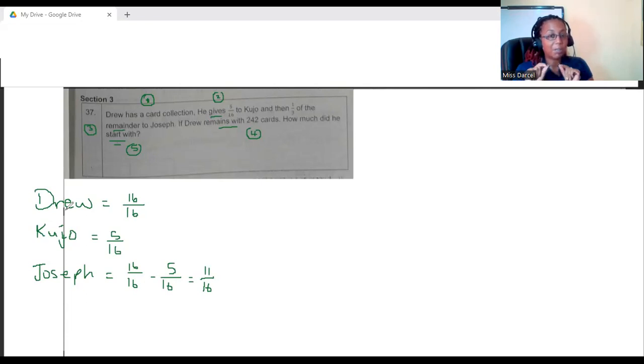Now, out of that 11 out of 16, he then gave some to Joseph. So we're not done with Joseph. 1/3 of the remainder to Joseph. The word of, that's a keyword clue. I'm going to put it somewhere here. It means to multiply.